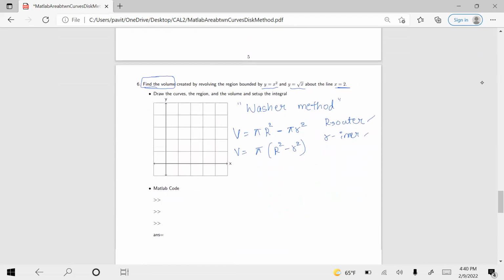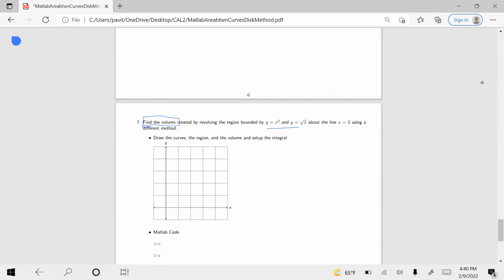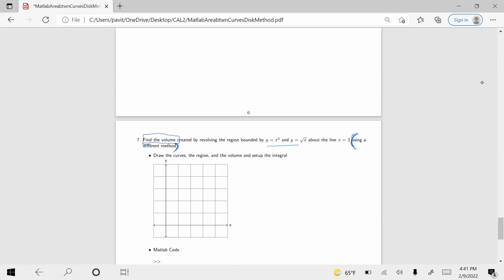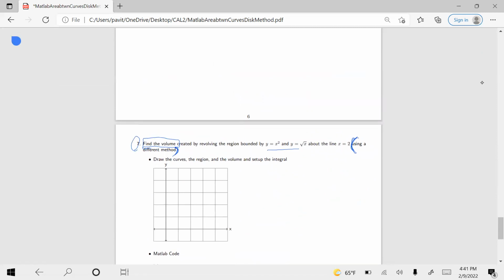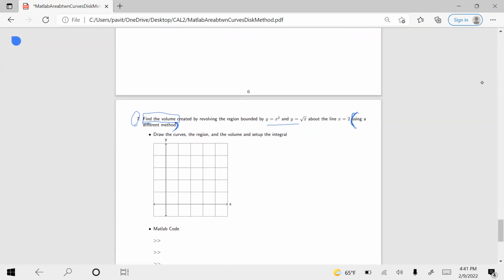Then what is the difference? The difference is you can use the same method and you will get the same answer, but they want you to use a different method. Remember, I will give you the biggest hint. Problem 6 and 7, you have to get a similar value. Let's say you are getting 100 here, you have to get 100 here, both in MATLAB and hand calculations. Just an example, okay? So when they say use a different method, what method can you use?